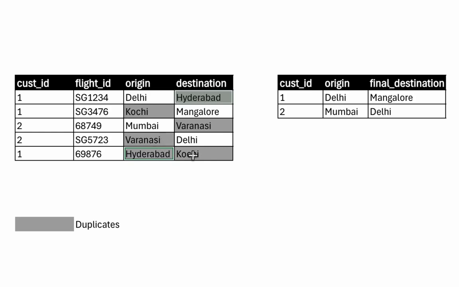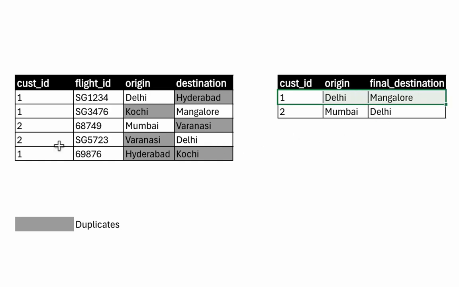And again, if you can check, now his destination is Kochi, and from Kochi he is going to Mangalore. So you can see this Kochi is duplicate. So I have again highlighted this in gray color. Now we have two rows. In the first row, origin is not highlighted, whereas in the second row, destination is not highlighted. So for this customer ID 1, we are getting one row in our output, where the origin is Delhi and the destination is Mangalore. So you can see this in our output. This is why this is in our output.